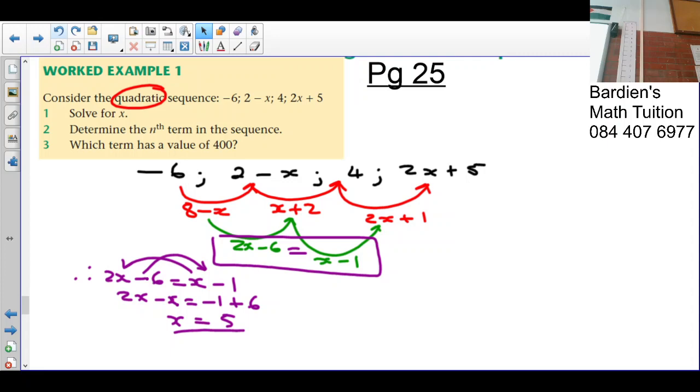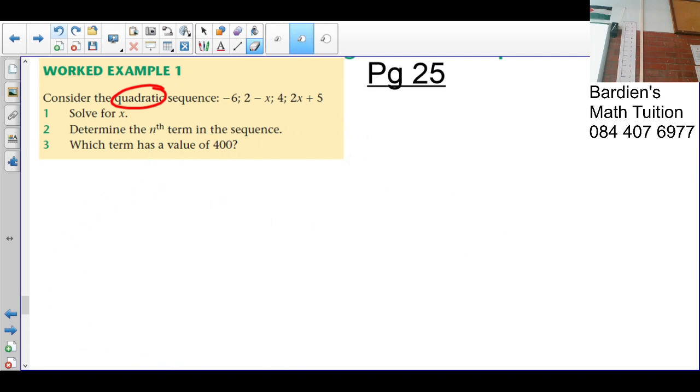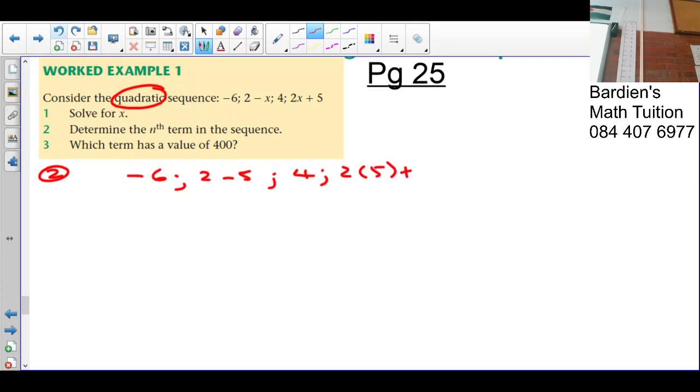Okay, so what is the pattern going to be now? Wherever I see an x capital, 5. So it's going to be negative 6, 2 minus 5, 4, 2 times 5 plus 5. So it's going to be negative 6, negative 3, 4, 50. Did you all get that? Who's confused?